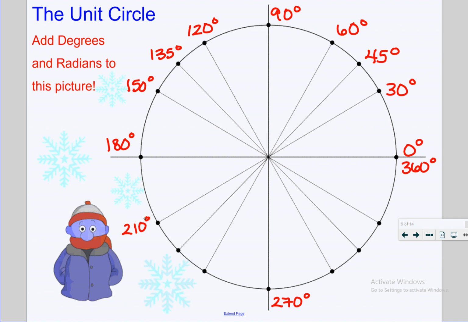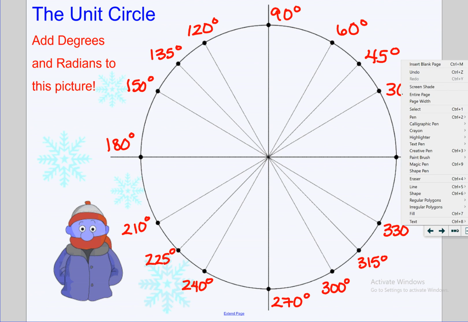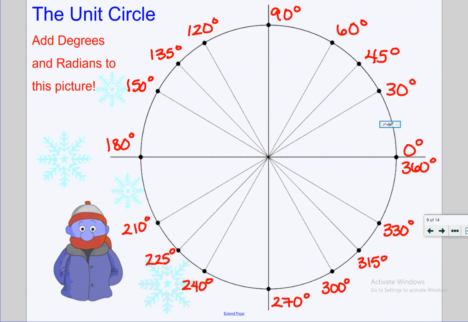210, if I add 30. 225, if I add 15. 240 when I add 15. 270 when I add 30. I got that one. Last quadrant, 300, 315, 330. Good? Okay. All right, let's add some other stuff on here that we already figured out.